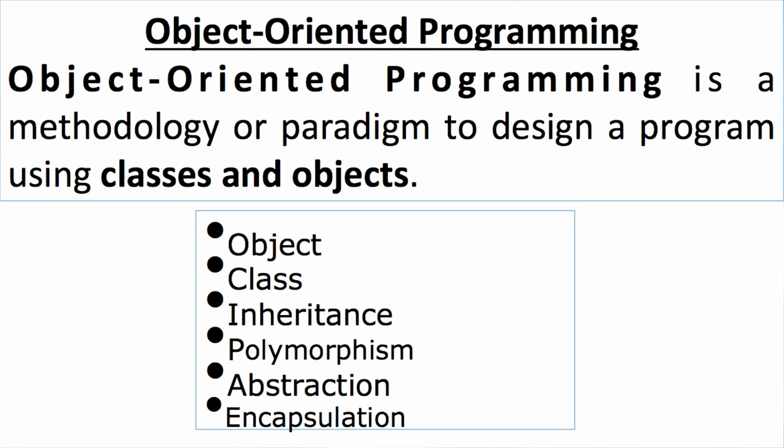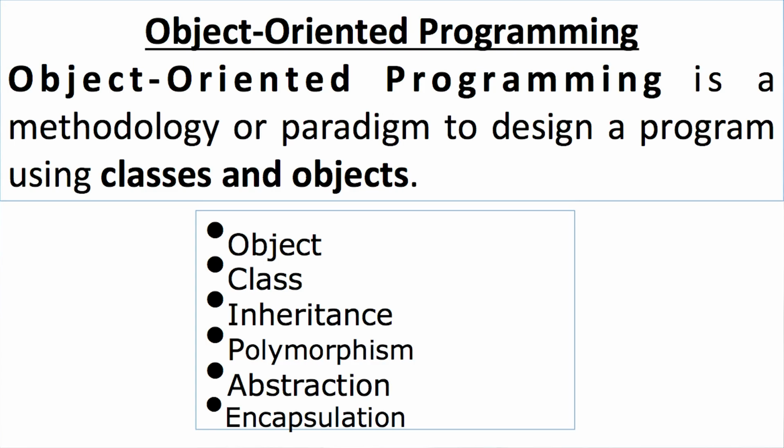In Java we always start the program with the name of a class. Everything will be encapsulated inside the class. So class is very important, and after creating a class we can develop its object, and with the help of the object we can execute the functions of the class.